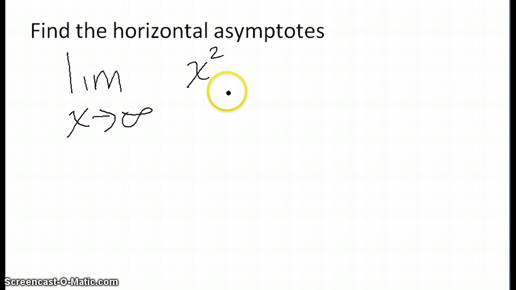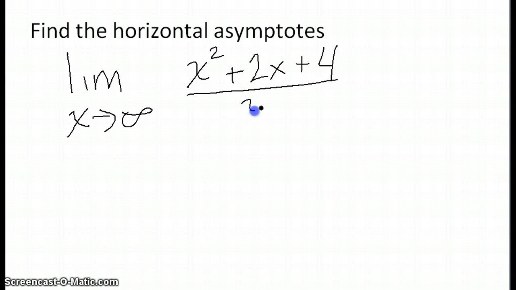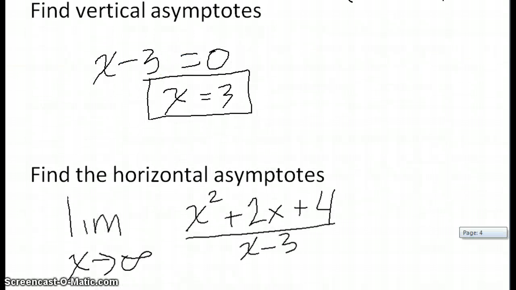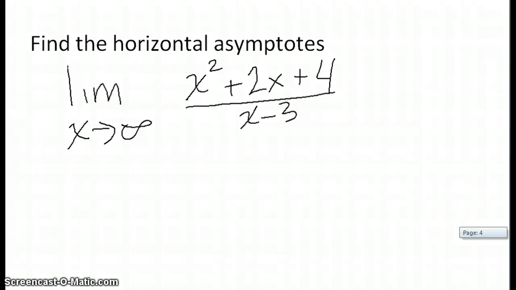So we'll be finding the limit as x approaches infinity of x squared plus 2x plus 4 all over x minus 3. Let me make sure that I copied that correctly. Yes, we did. All right.